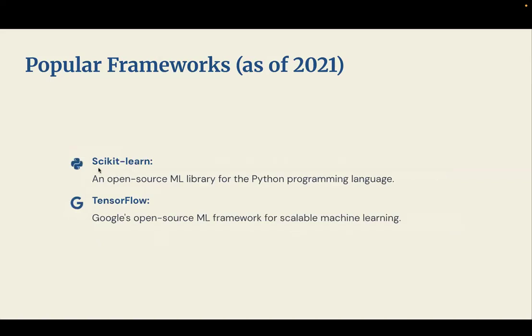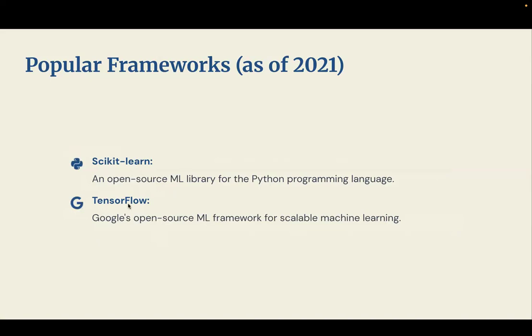And the next one is Scikit-learn. Scikit-learn is an open source ML library for the Python programming language. So this Scikit-learn is an ML library that is used to build some hobby level projects, very basic projects with less number of data and everything.